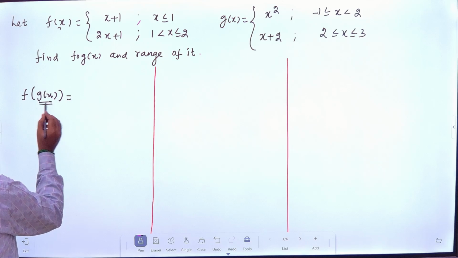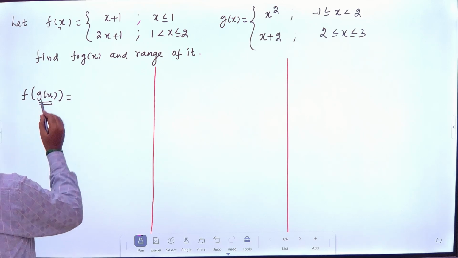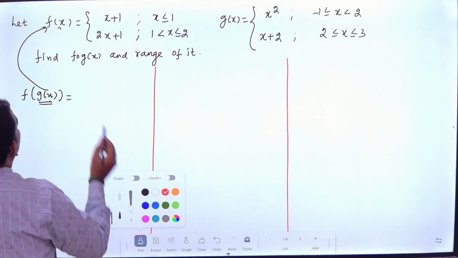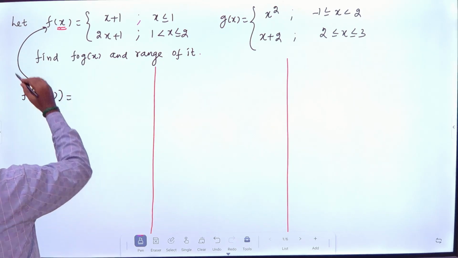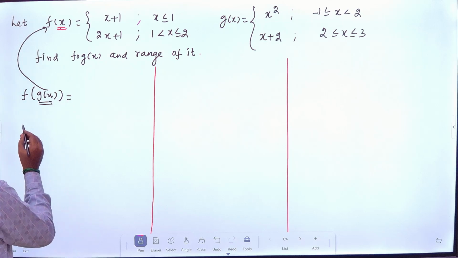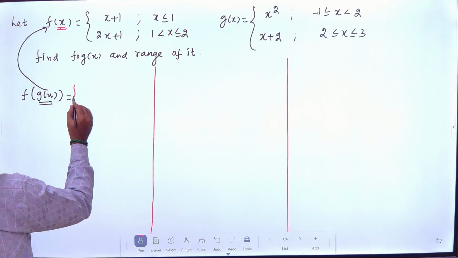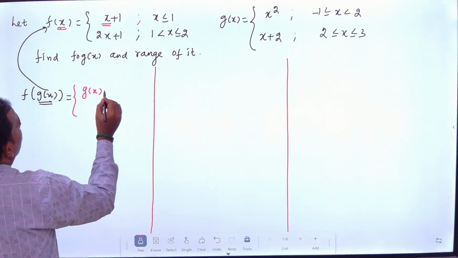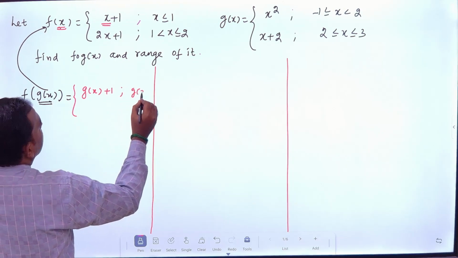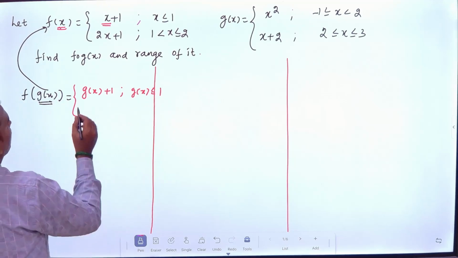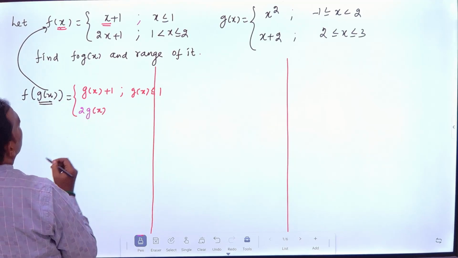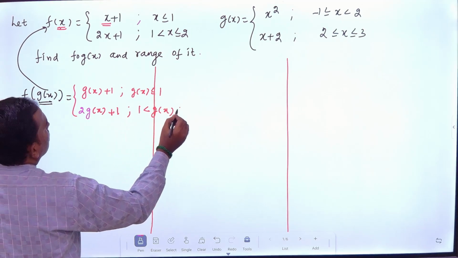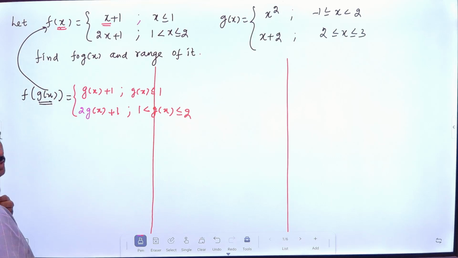You can see what the input of f is. The input of f is g of x. You just replace x by g of x in the f of x function. Wherever x is there, you replace it with g of x. So the first piece is g of x plus 1 for g of x less than or equal to 1, and the second is 2 into g of x plus 1 for 1 less than g of x less than or equal to 2. Understood all of you?